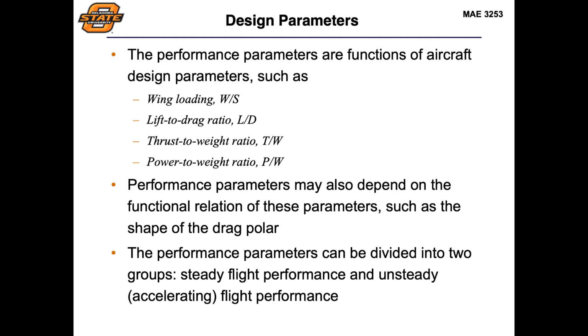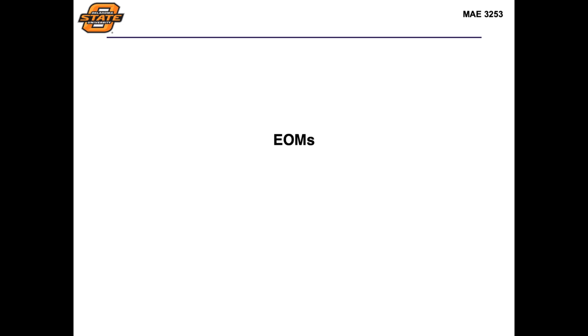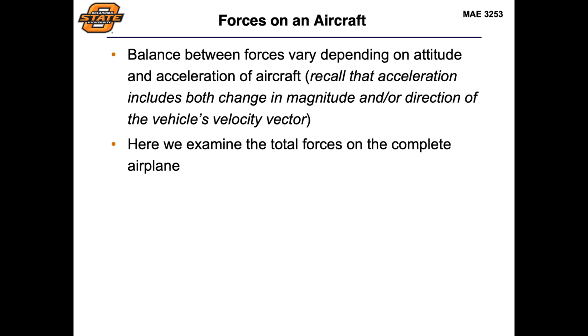Now, as we mentioned, we can break these up into two groups: steady flight performance and accelerating or unsteady flight performance. So we're going to look at each one of these in turn. Our basic equations of motion, there's nothing new here, so we're using equations of motion that we've already developed in other courses, but primarily we're going to be looking at the balance of the forces that are going to vary depending upon both the attitude of the aircraft, what orientation the aircraft is in, and then whether the aircraft is accelerating or not. Keep in mind that when we say acceleration of the aircraft, it's not just whether we're changing the magnitude of the velocity, but also whether we're changing the direction of the velocity.